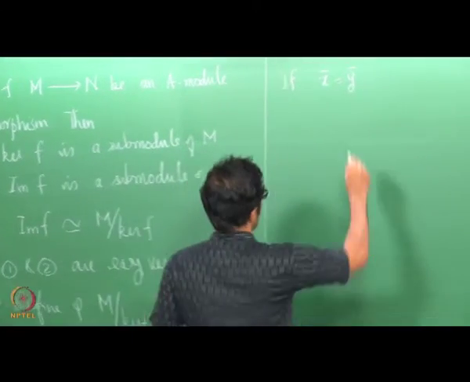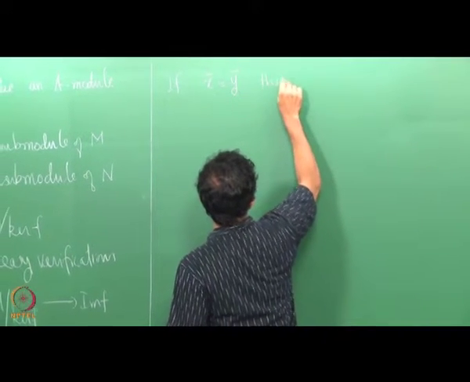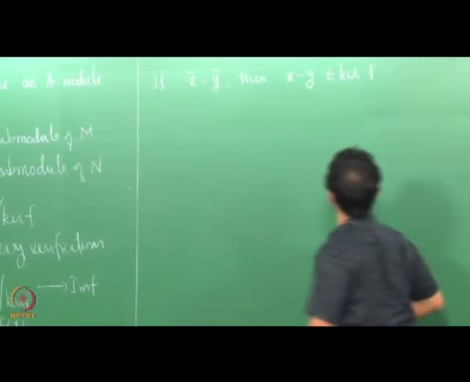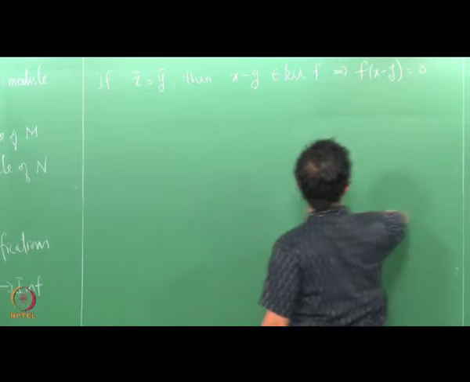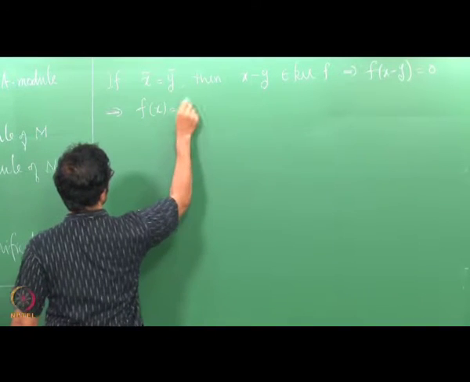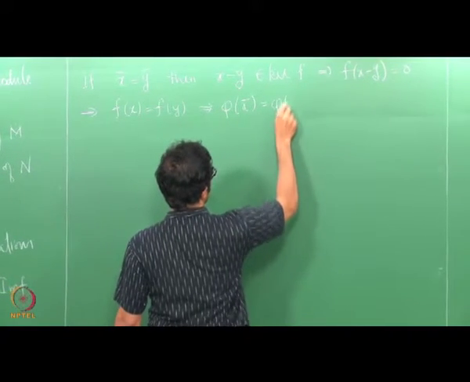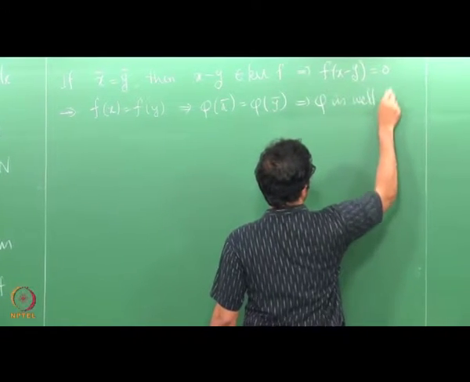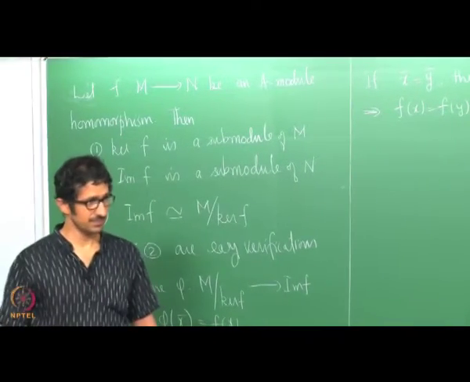x minus y belongs to kernel f. Yeah. So, these two equivalence classes are same, implies that x minus y belongs to kernel f, which implies that f of x minus y is 0. Since f is a module homomorphism, this says that f x equal to f y, which implies that phi of x bar equal to phi of y bar. This implies phi is well defined.